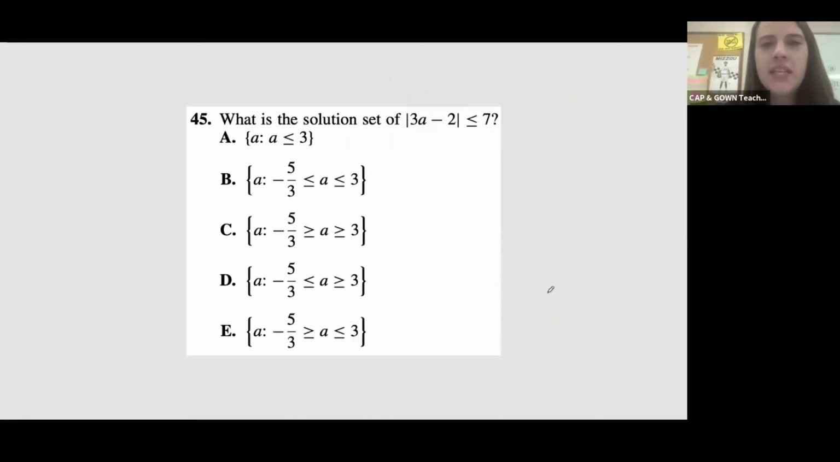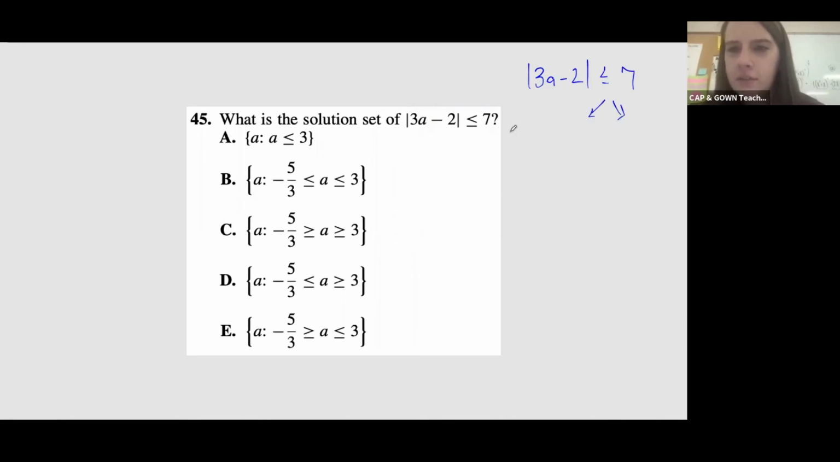Okay. It says, what is the solution set of absolute value of 3a minus 2 less than or equal to 7? This is definitely something you learned in Algebra 1, and maybe my Algebra 1 students will remember. You're going to split it into two different answers. You're going to have 3a minus 2 less than or equal to +7, or it could be 3a minus 2 greater than or equal to -7. And then you solve both of those.